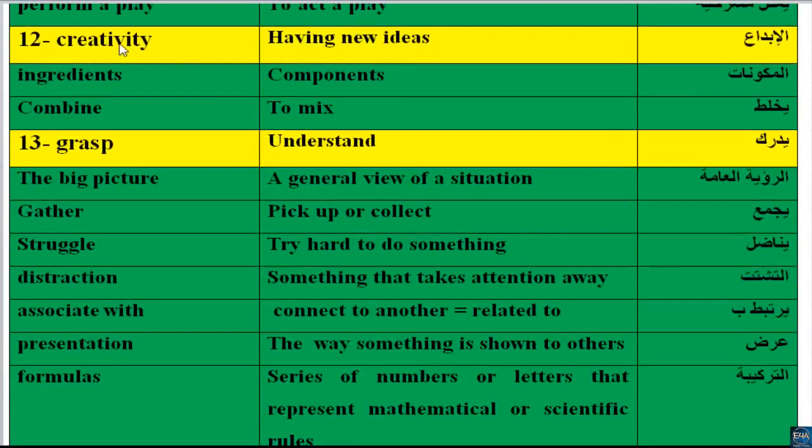12. This is exercise number 12. The words of exercise number 12. Creativity, American T soft D. Creativity, having new ideas. The W sound between here, the W and I. Having new ideas. Don't say new ideas, no. Creativity, having new ideas. New ideas. What sound? Make a link between the W and I.